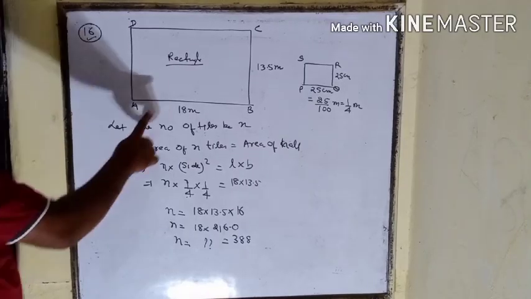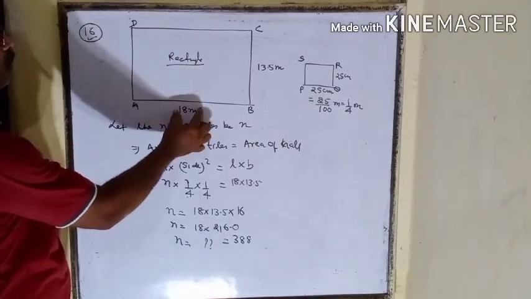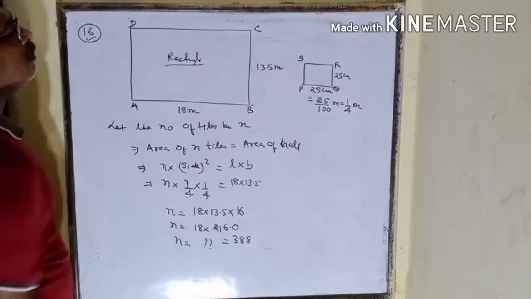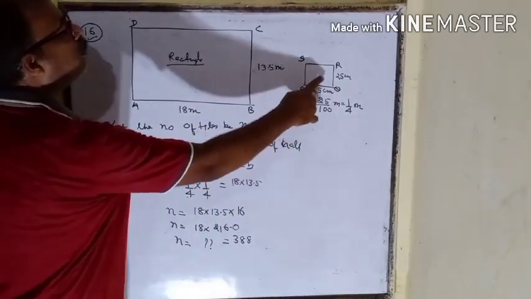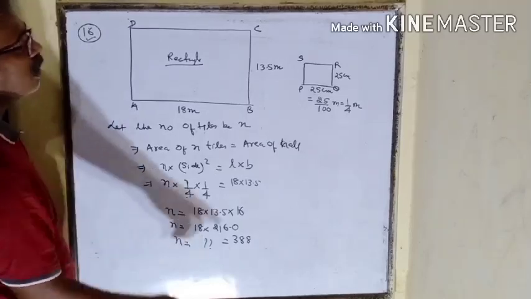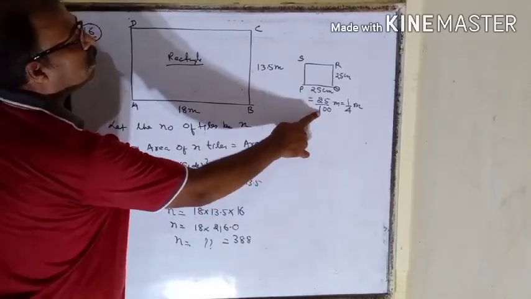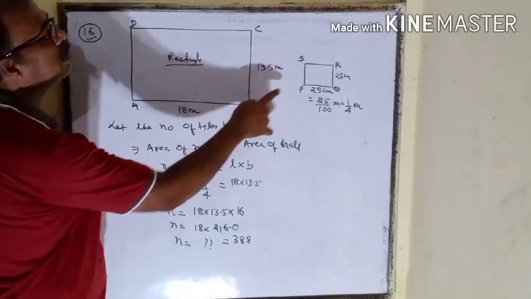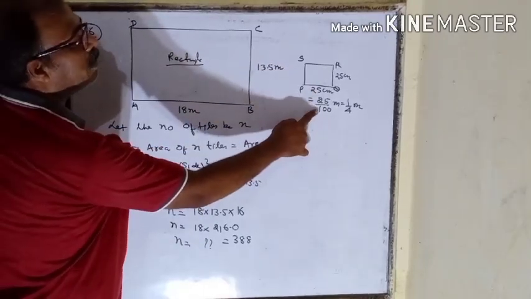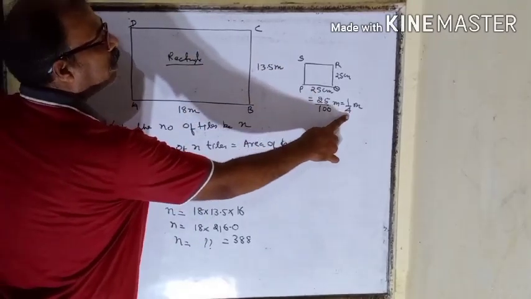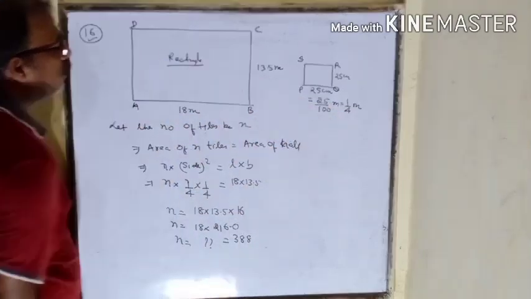So question number 16 is talking about a rectangular house. Dimension is given 80 meter into 13.5 meter. And we have to do tiling with the help of square tiles. Dimension of the square tile is given 25 centimeter. So we will convert it to meter, because this dimension is in meter and this dimension is in centimeter. So it will be divided by 100. We will get the dimension of the tile equal to 1 by 4 meter.